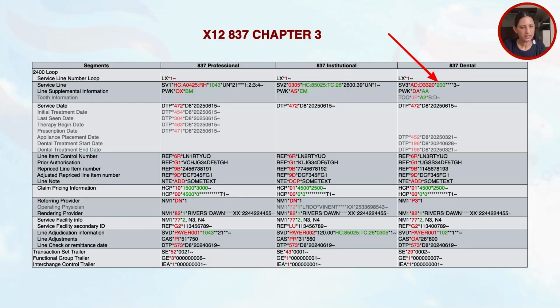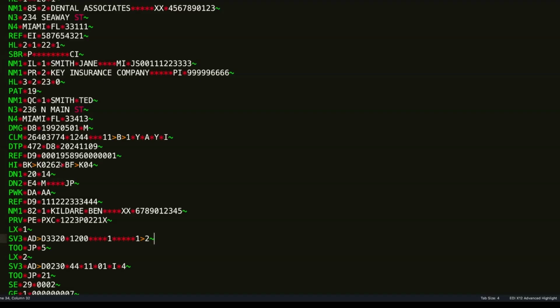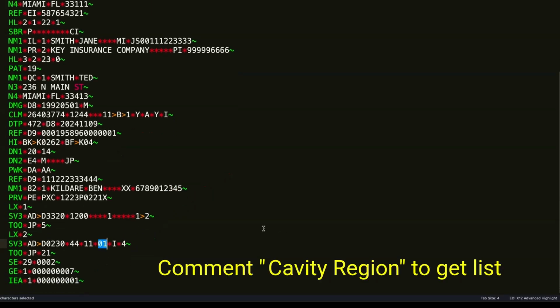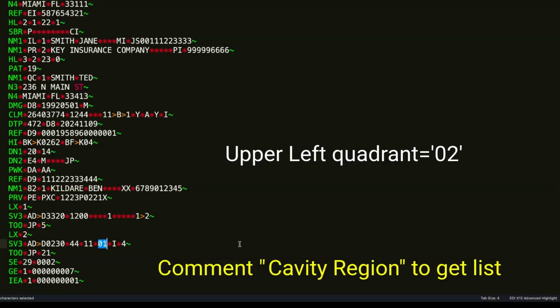SV302 carries the line item charge. SV303 has the place of service. Again, you can check chapter 2 for various place of service codes. Then come the segments for identifying one or more areas of the oral cavity. That is the SV304 segment. It describes the general area or region of the oral cavity. For example, the code to represent upper right quadrant is 01, upper left quadrant 02, and upper anterior or the front tooth area is 05.